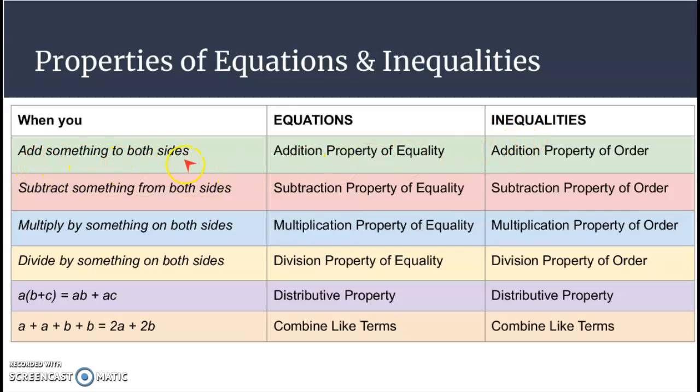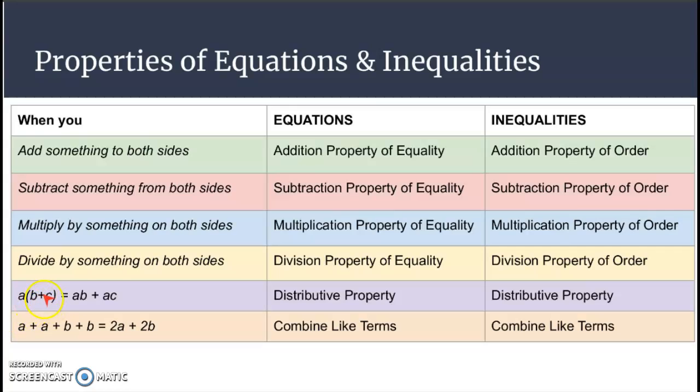If you add something to both sides of an equation, it's called the addition property of equality. But when we talk about inequalities, we refer to it as the addition property of order. We say order because inequalities behave mathematically like equations, but one side of the inequality is greater than or less than the other side. If you subtract something from both sides, that's the subtraction property of equality, or subtraction property of order for inequalities. Multiplying by something on both sides gives you the multiplication property of equality, or multiplication property of order. Dividing by something on both sides gives you the division property of equality, or the division property of order.